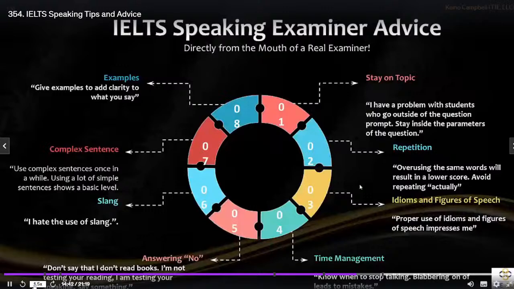Answering no, you can't just answer no, right? You cannot just answer no. You can't say no and then stop. You're going to get a 4.5 or 5, maybe even a 4. Don't use any slang, right? From what I've been told by the examiners that I interviewed, do not use slang. And what we're talking about there is street slang. Now, complex sentences, every once in a while, they like to see that you can use the different sentence forms. Complex, compound, those types of sentences.